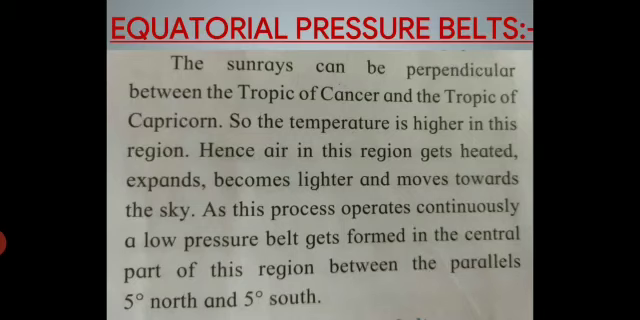Equatorial low pressure belt. The sun rays can be perpendicular between the Tropic of Cancer and the Tropic of Capricorn. So, the temperature is higher in this region. Hence, the air in this region gets heated, expands, and becomes lighter and moves towards the sky. As this process operates continuously, a low pressure belt gets formed in the central part of this region between the parallels 5° north and 5° south.